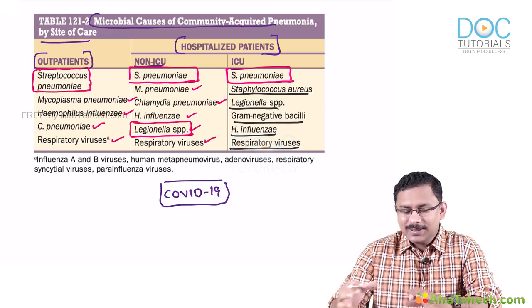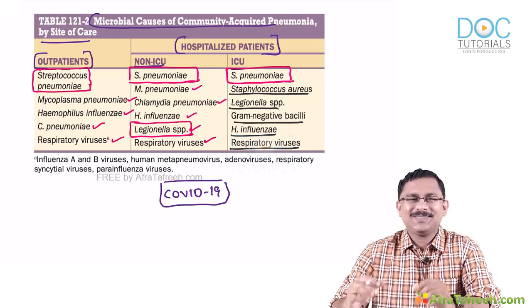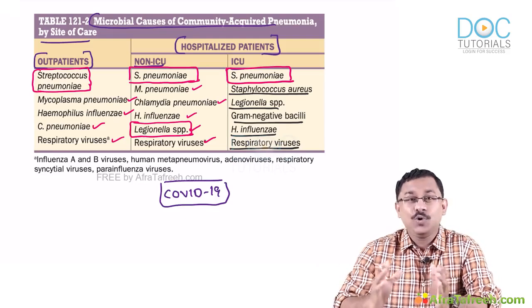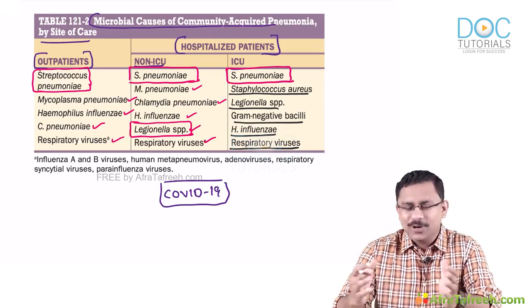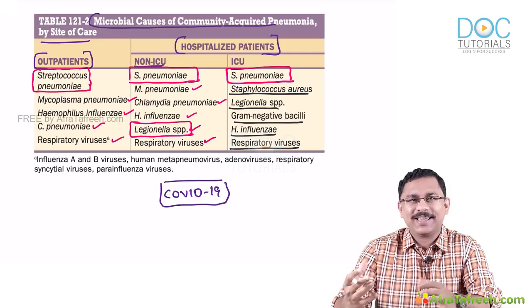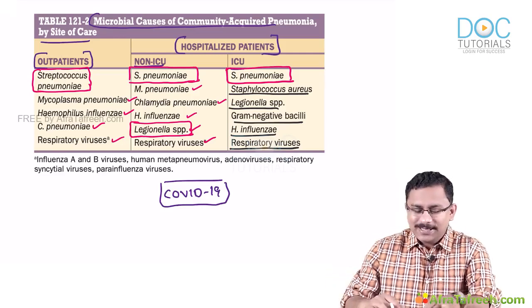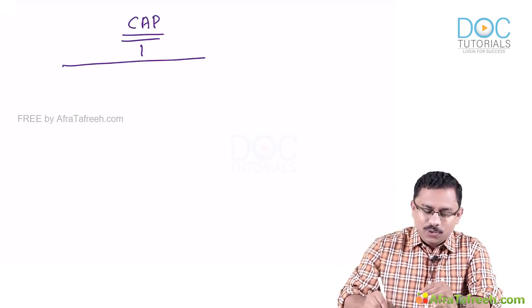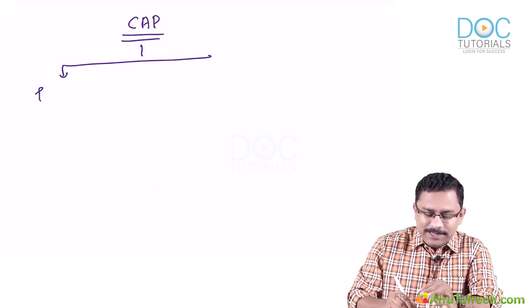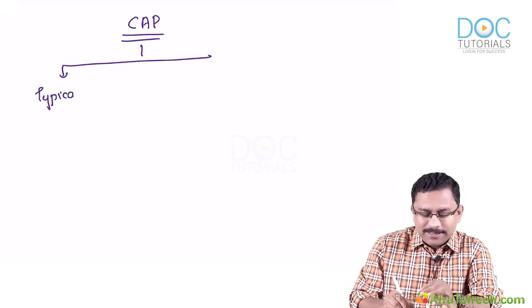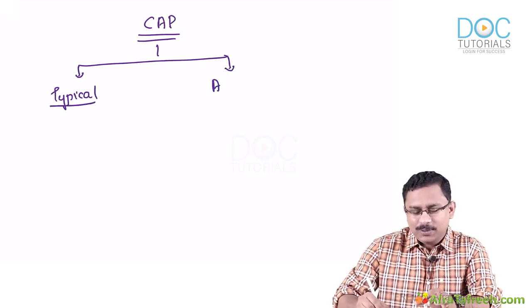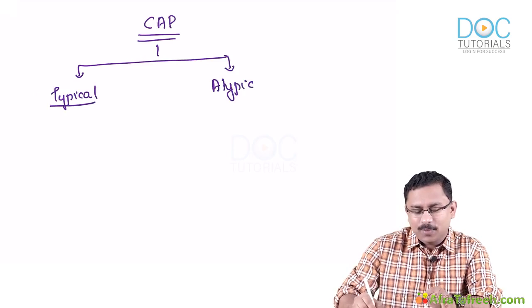So this is the list of organisms, a very heterogeneous list, which is why we like to group it. So how do we group this heterogeneous list of organisms? The organisms that cause a community acquired pneumonia, you can group them into two. One is the list of organisms that cause a typical pneumonia, and the other ones which cause an atypical pneumonia.